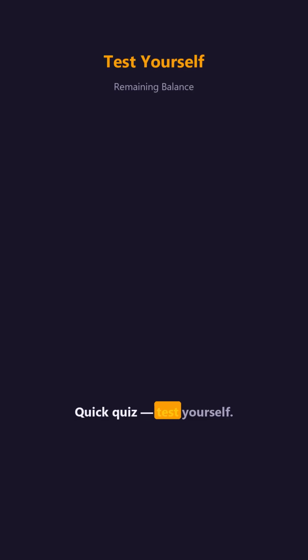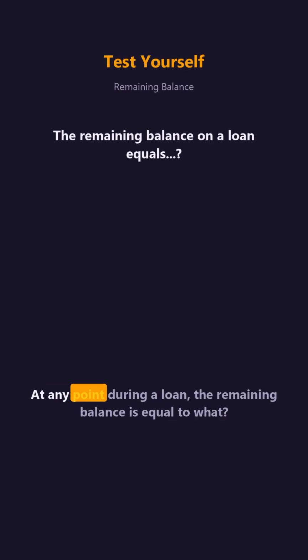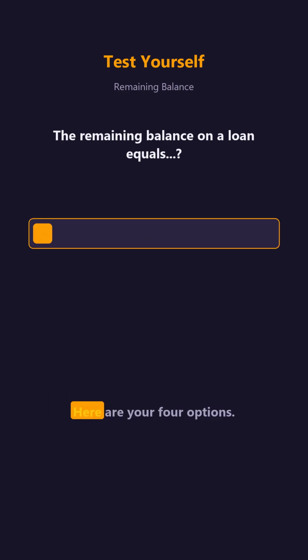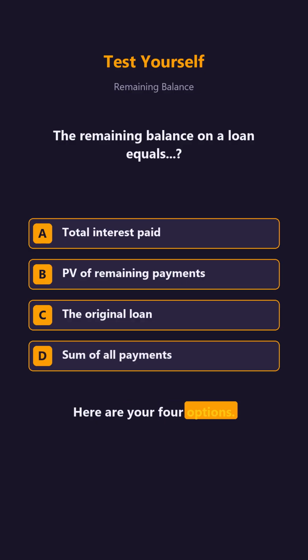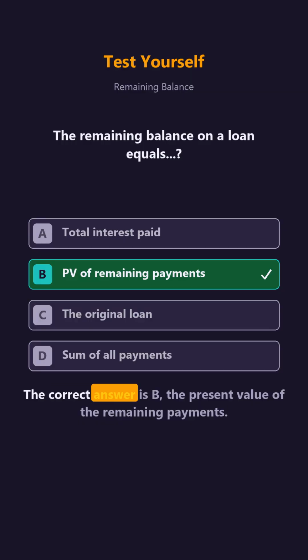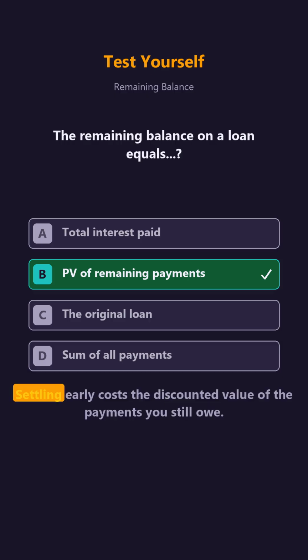Quick quiz, test yourself. At any point during a loan, the remaining balance is equal to what? Here are your 4 options. Pause the video and solve it now. The correct answer is B, the present value of the remaining payments. Settling early costs the discounted value of the payments you still owe.